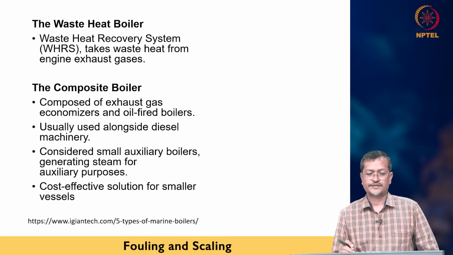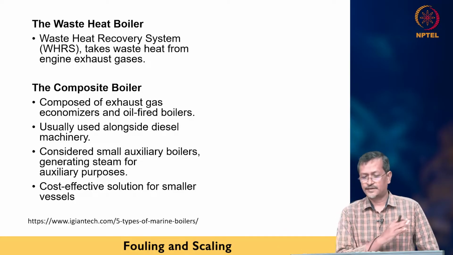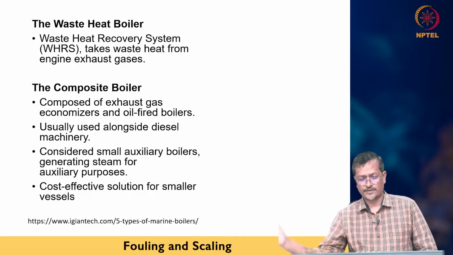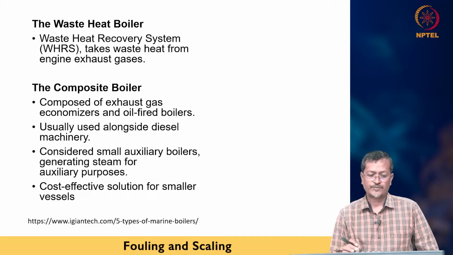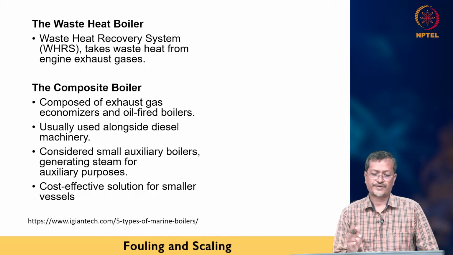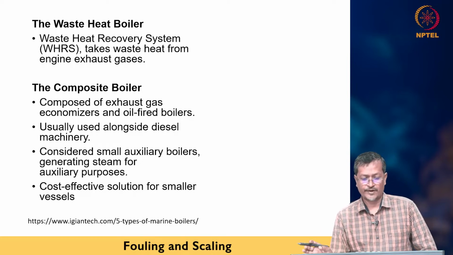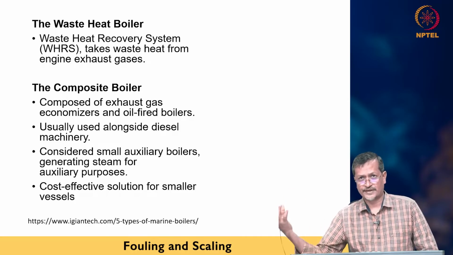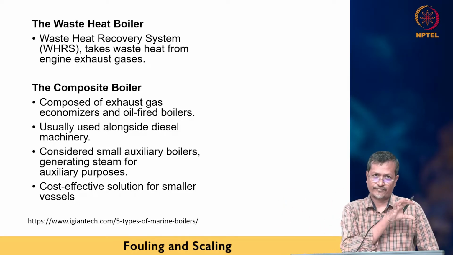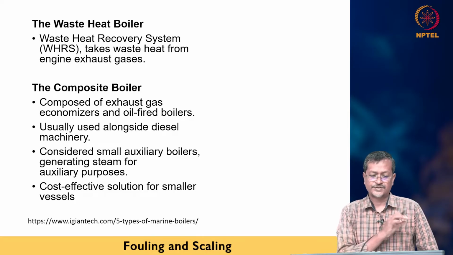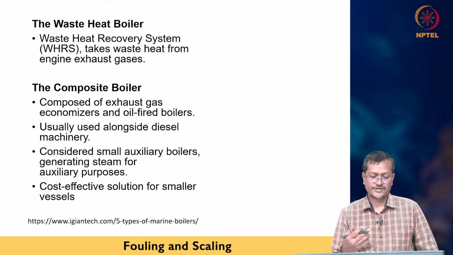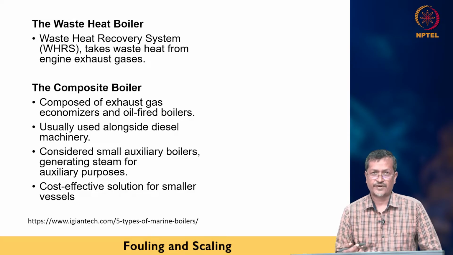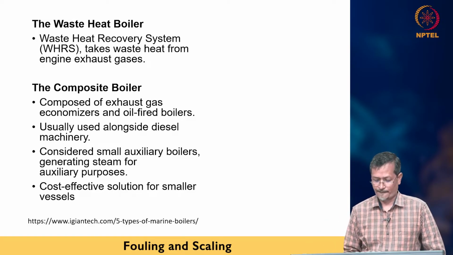Waste heat boiler, I already explained: if there is any waste heat from other engines, IC engine or any other engine, there also you can use a boiler to heat water, then transfer hot water or steam to other places. There will also be a composite boiler, a composite of exhaust gas economizer and oil fired boiler, usually used alongside diesel machinery. That's why it is called composite. You are using exhaust gas, and again you have another fuel system. Consider small auxiliary boilers generating steam for auxiliary purposes, a cost effective solution for smaller vessels.